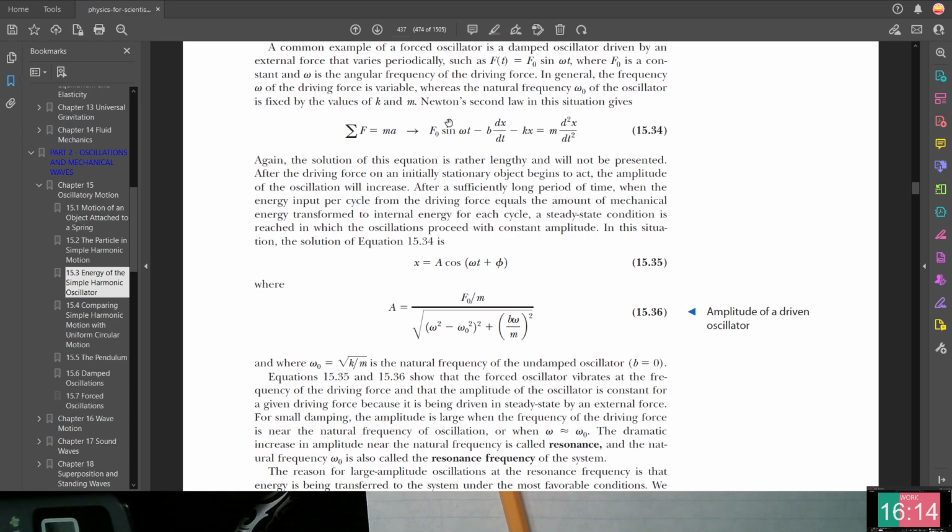A common example of a forced oscillator is a damped oscillator driven by an external force that varies periodically, such that F(t) equals F initial sine omega t, where F initial is constant and omega is the angular frequency of the driving force. In general, the frequency omega of the driving force is variable, whereas the natural frequency omega initial of the oscillator is fixed by the values k and m, since Newton's second law gives that.